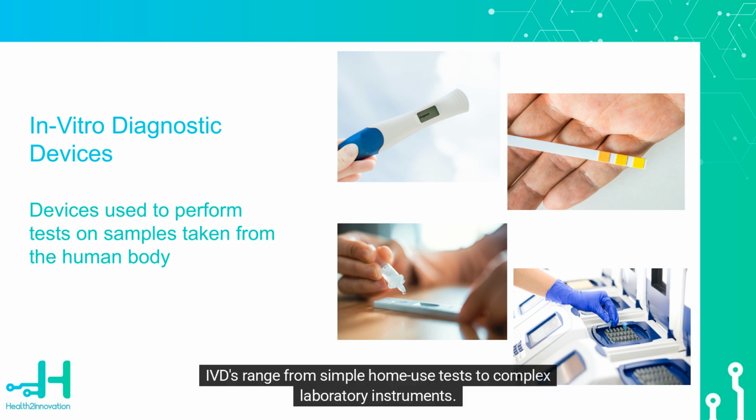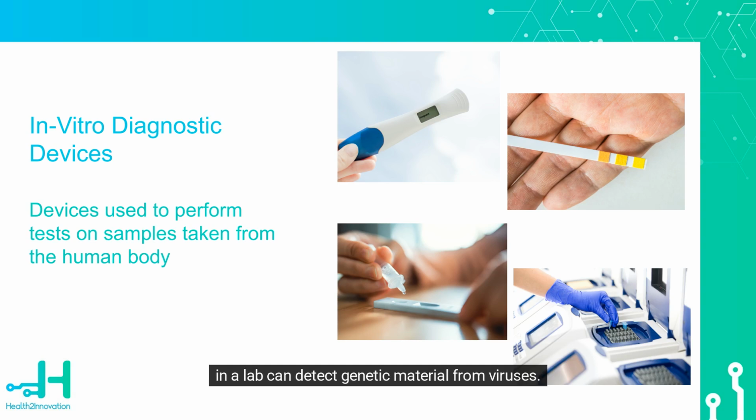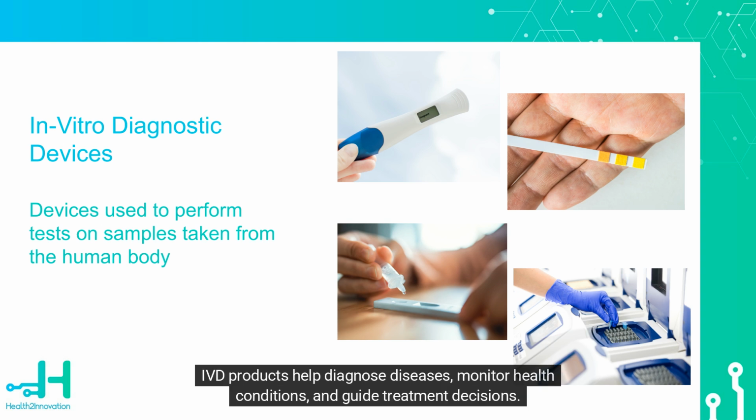IVDs range from simple home use tests to complex laboratory instruments. For instance, a blood glucose meter helps diabetics monitor their blood sugar levels, while a PCR machine in a lab can detect genetic material from viruses. IVD products help diagnose diseases, monitor health conditions, and guide treatment decisions. IVDs are regulated by IVDR, while diagnostic devices used for in vivo diagnosis are regulated under MDR.